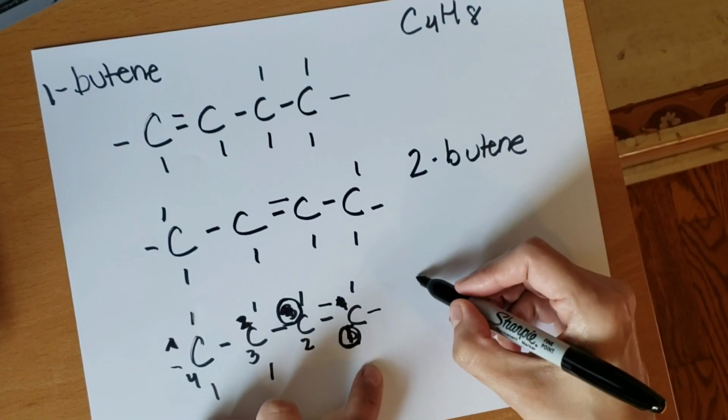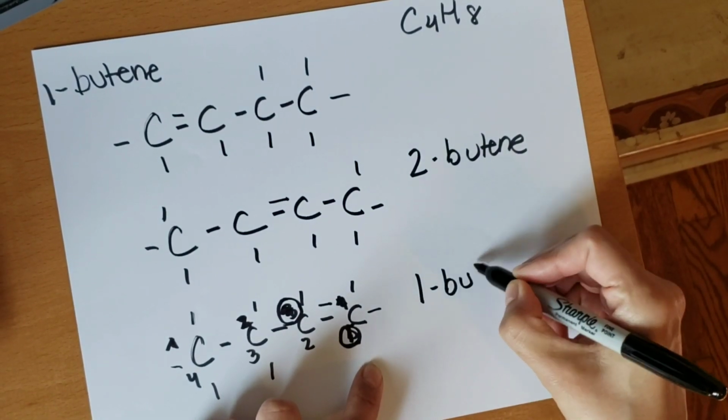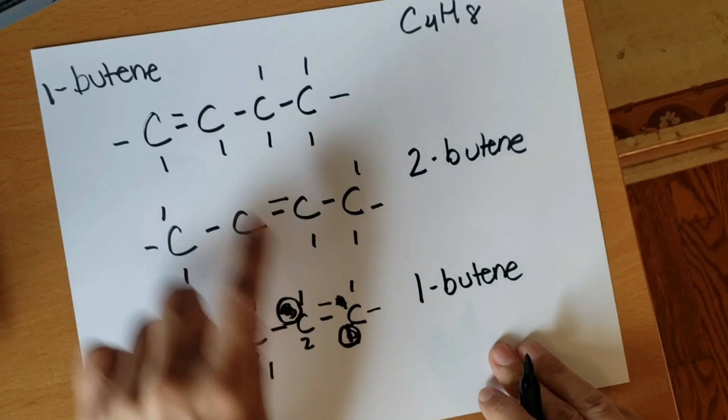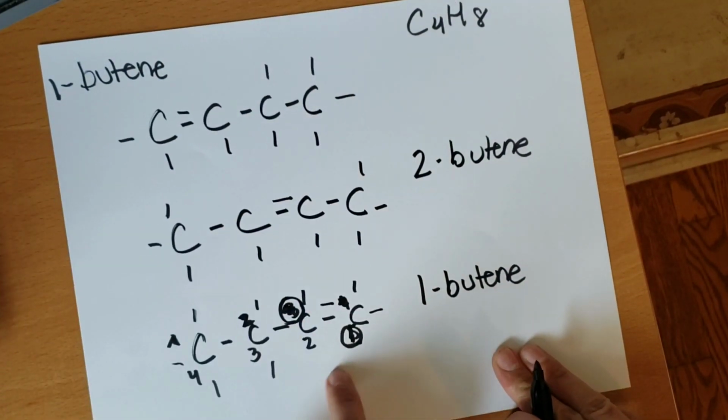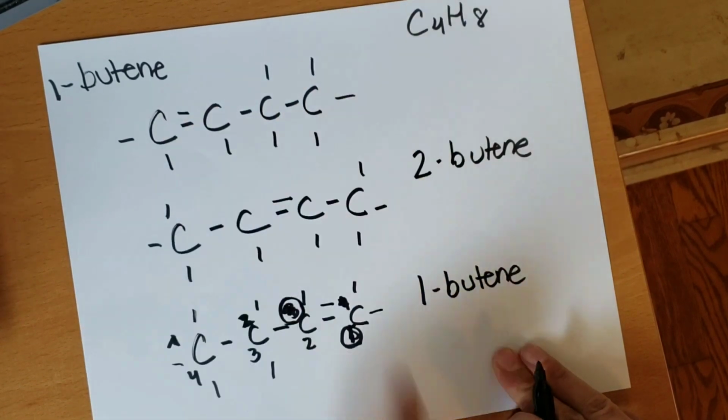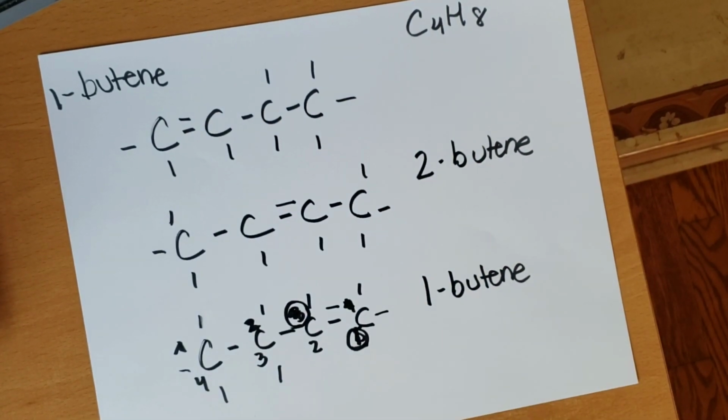And so this is called 1-butene, the same as the original. So these are not isomers. This is just the mirror image of that, and they are the same.